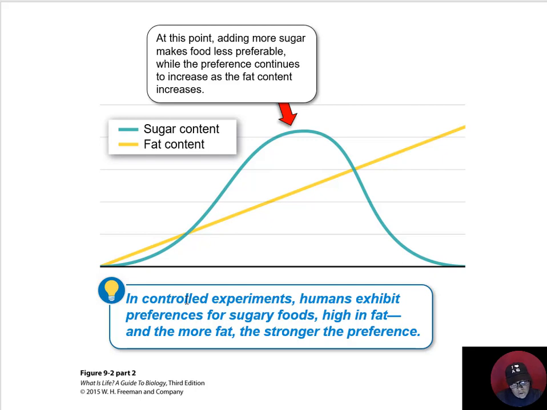And so here in controlled experiments, humans exhibit this preference for sugary foods and foods that are high in fat, but it turns out that the more fat, the stronger the preference. So here we have sugar content in this tealish color, and we have fat content in this yellowish color. And there comes a point where it can be too much sugar. And we're like, yes, we want it. And then you can have a height of sugar that we prefer. And if you get too much of that, then we start to actually not want it as much, right? But we don't really hit that point when it comes to fat. We will just straight up eat a piece of fat.